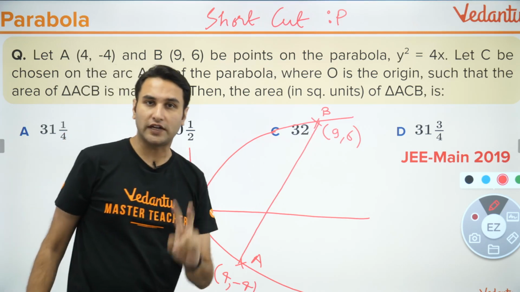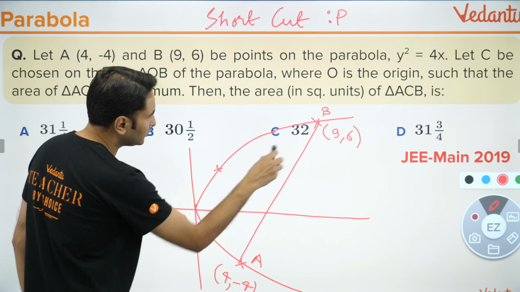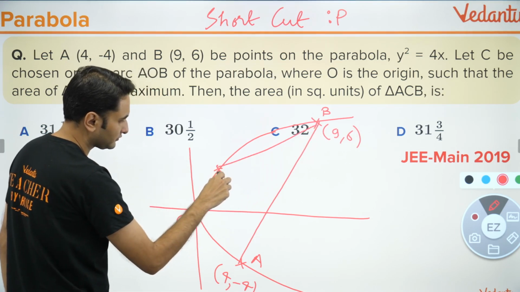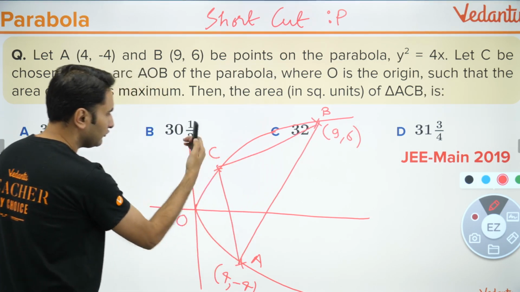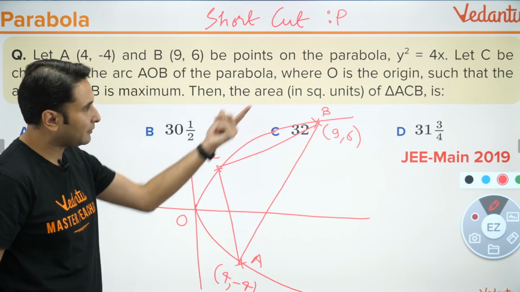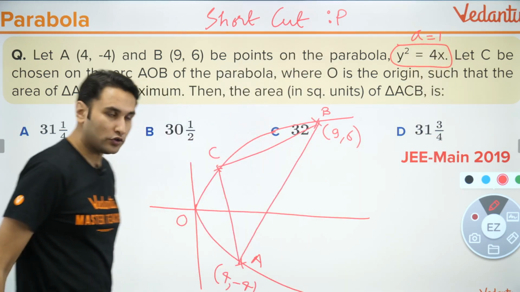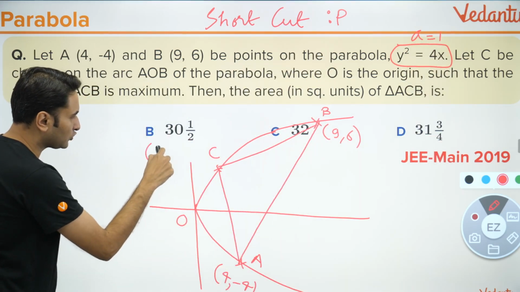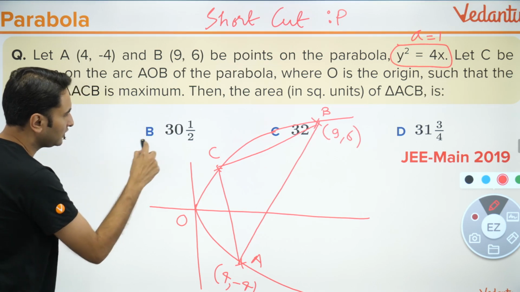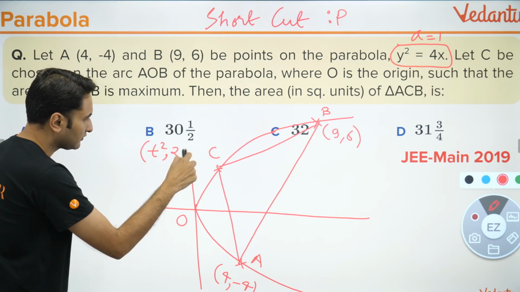Two ways to solve it. Let's talk about a shortcut. So imagine your C is here. One way to do it is, what will you do? You will take the point C in the parametric form. Here A कितना है? A is 1. What will you do? You will take the point as at square comma 2at, A is 1.